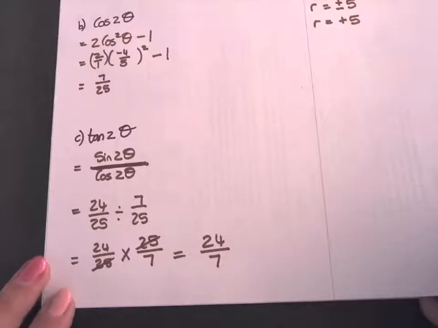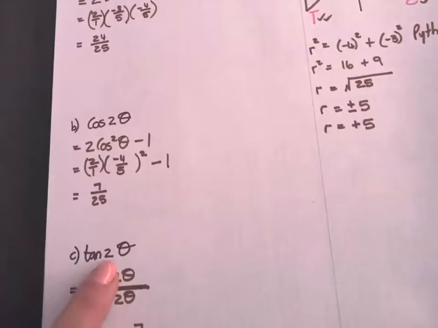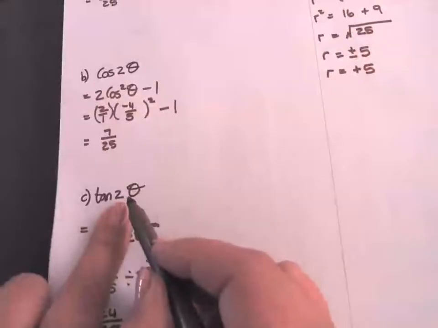So ma'am, why can't you just say tan is opposite over adjacent? Because we have a 2 theta, not a theta. So this is a double angle. Okay.